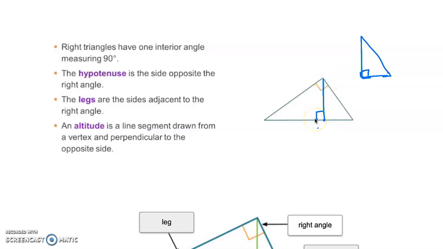And the other two altitudes are actually the legs, which are already altitudes because they go from the vertex to the opposite side, and from this vertex to the opposite side, and that forms a right angle. So the altitude of a right triangle, there's actually three, but the one we're going to be talking about is the one that goes from the right angle to the hypotenuse.